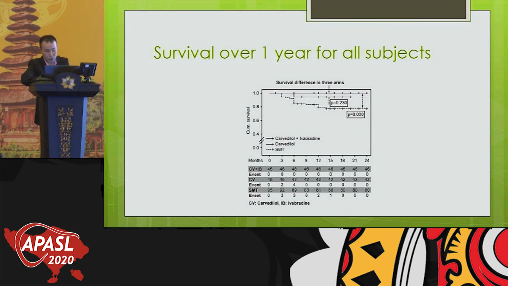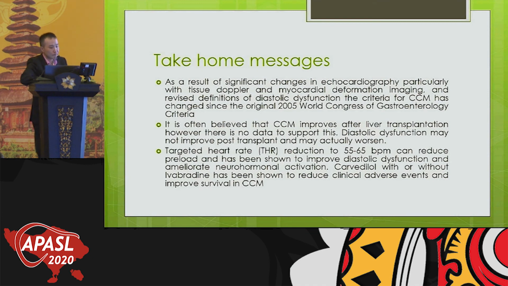So, take-home messages here. There have been significant changes in echocardiography, particularly with tissue Doppler and myocardial deformation imaging. And I think we need to look at that revised definition. I think it's appropriate, as things have changed a lot since 2005. It's often believed that CCM improves after liver transplantation, but there's no real data to support this. In fact, diastolic dysfunction may not improve post-transplant and can, in some cases, be worse.